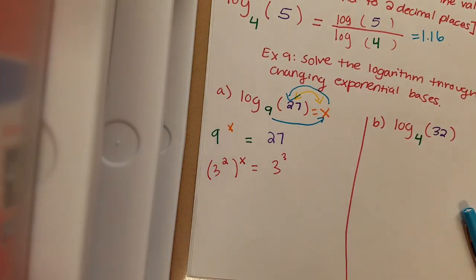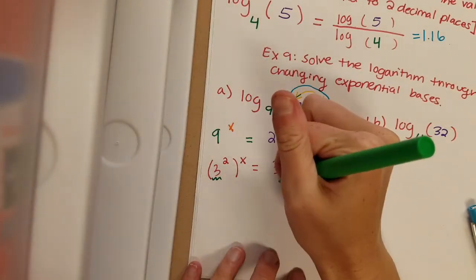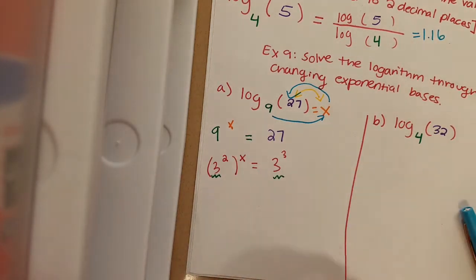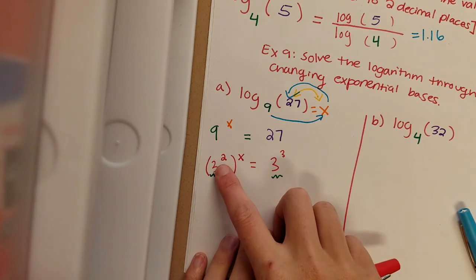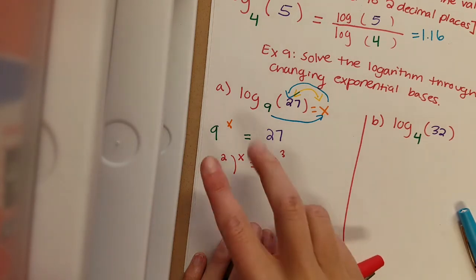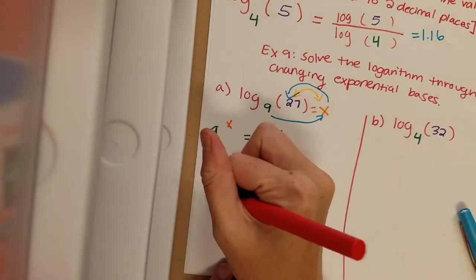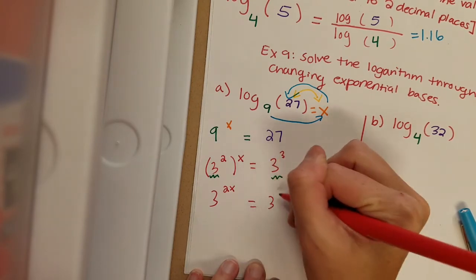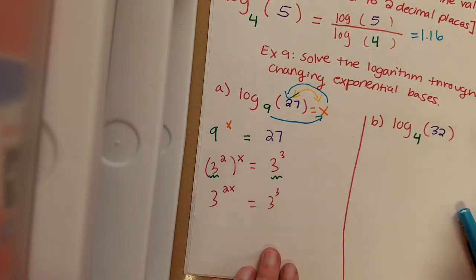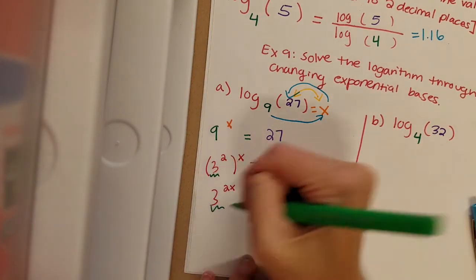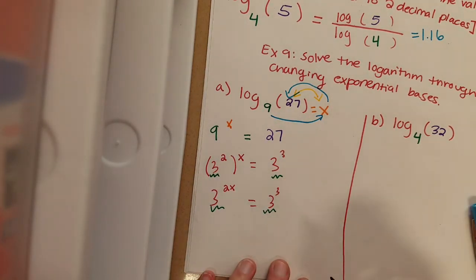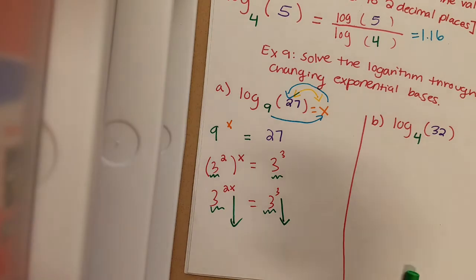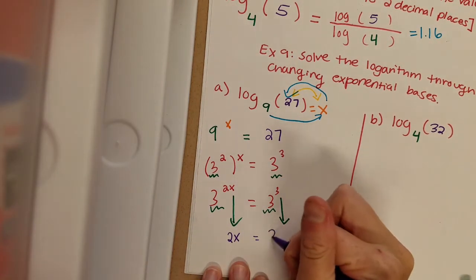Now if you notice, we do have the same base on both sides. Look at that. Before we drop our exponents down, we must combine these exponents right there. Whenever you have an exponent right beside an exponent, the way you combine them is through multiplication. So this is going to be 3, and then 2 times x is 2x, equals 3 to the third. Now that my exponents are combined, I can drop my exponents because we have the same base on both sides. Yay! So I'm going to drop down my exponents. What we're left with is 2x equals 3.